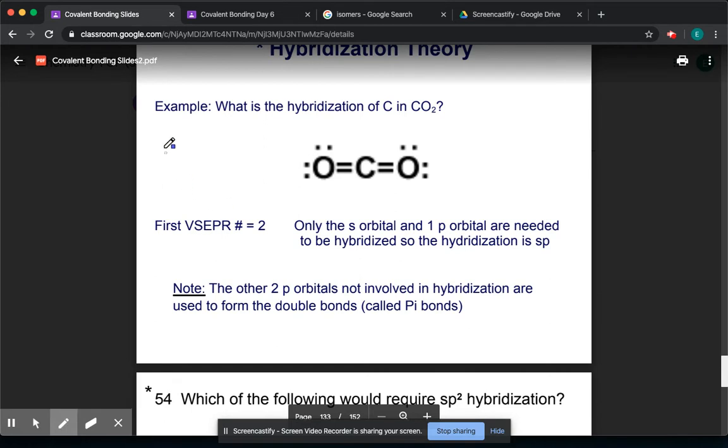So basically, if you have a 2, it's sp. If you have a 3, it's sp2. I'm sorry again, drawing stuff with the mouse is kind of hard. And then if you have 4, it's sp3. You just have to look at that first digit. If that first digit is 2, it's sp. If it's 3, it's sp2. And if it's 4, it's sp3.